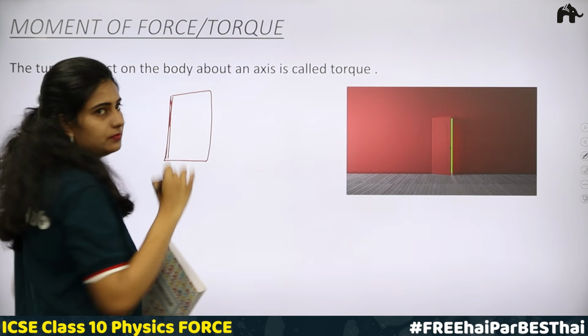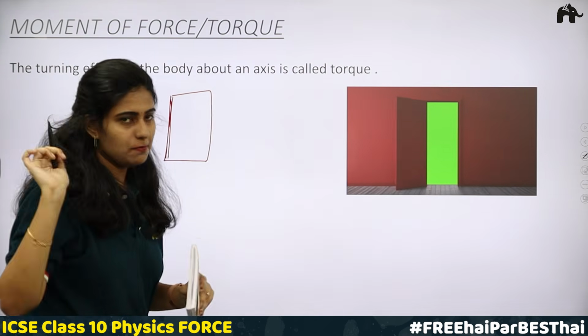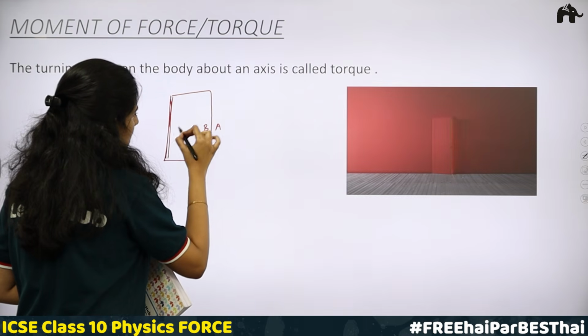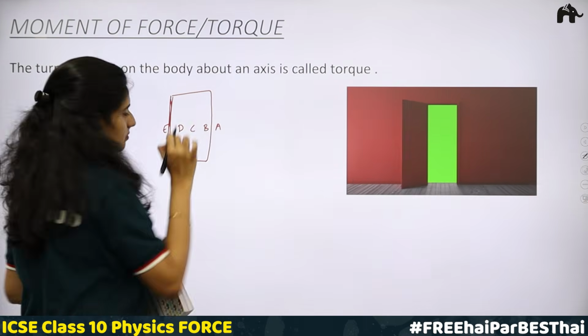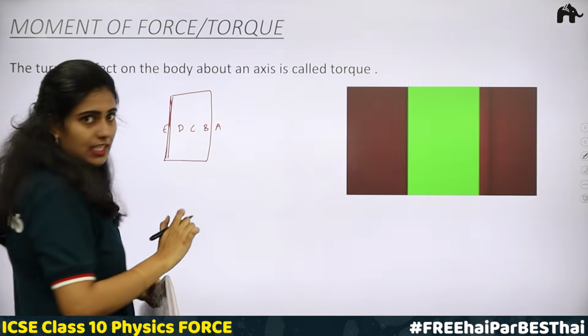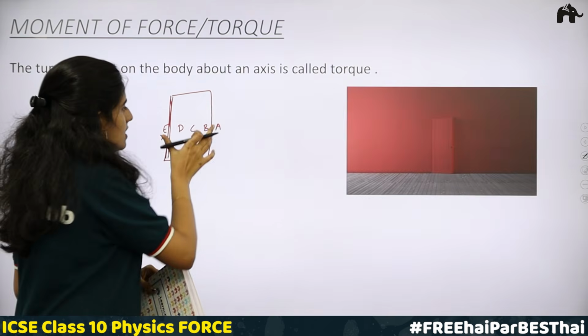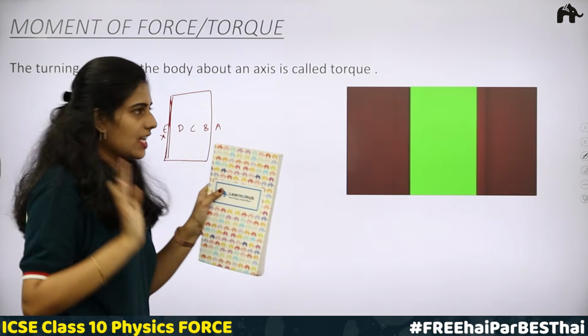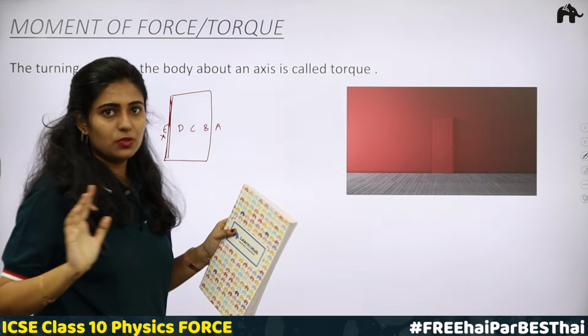Okay. We applied force at 5 points. Let's say A, B, C, D and E. Except E, in all other cases, we were able to rotate. But what is the difference? Now just try this, or you can try with your door.